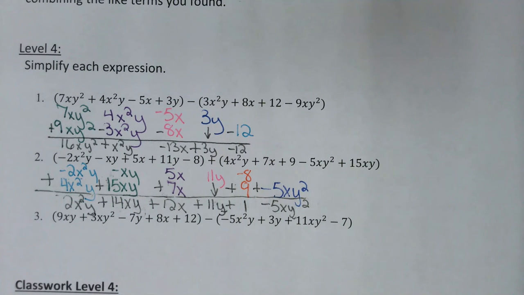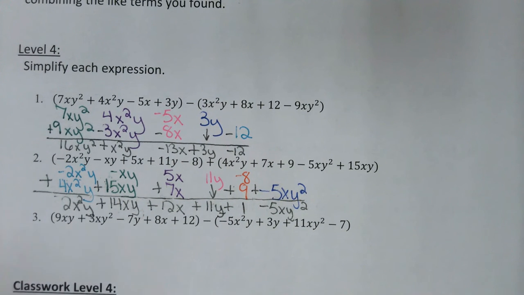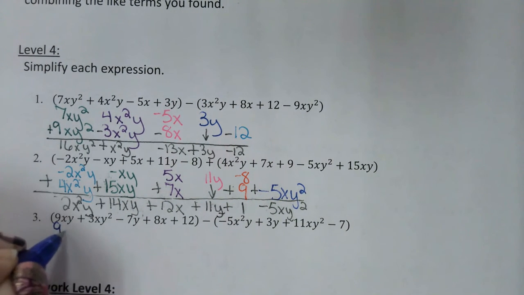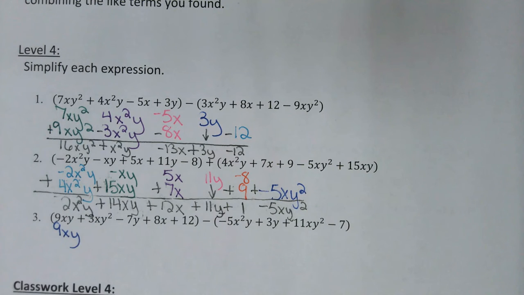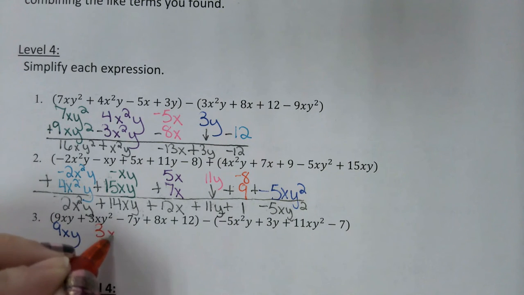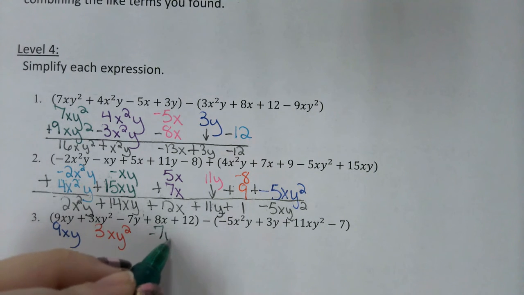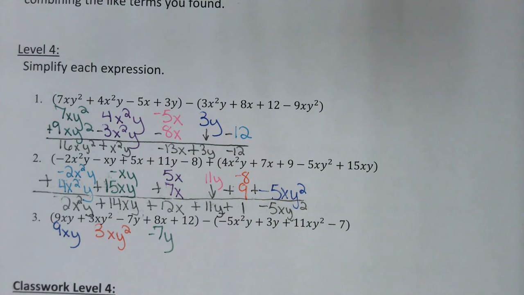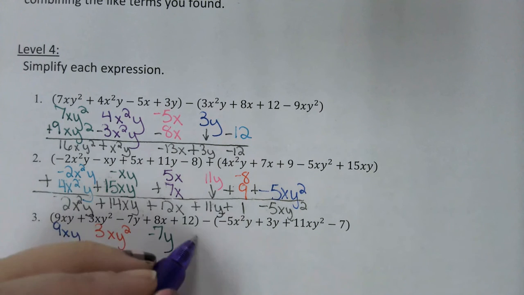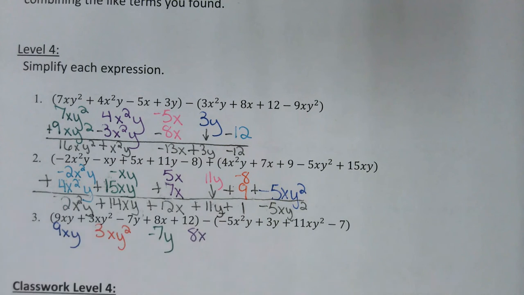Number 3, we have 9xy, 3xy squared, negative 7y, 8x, and 12.